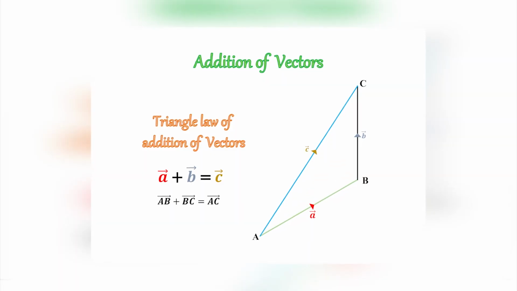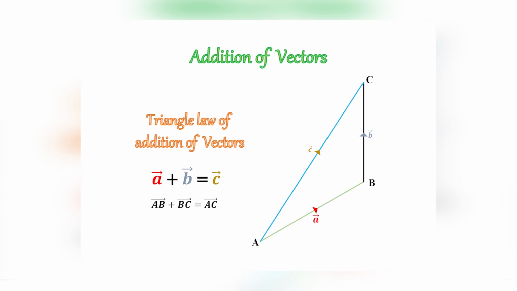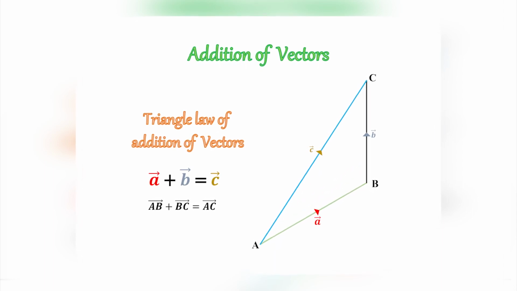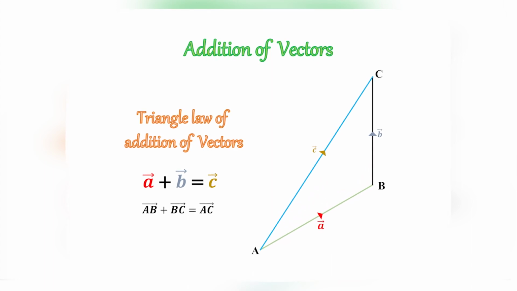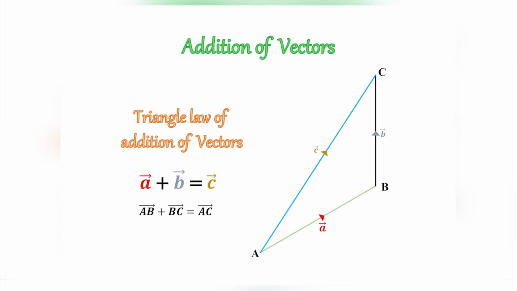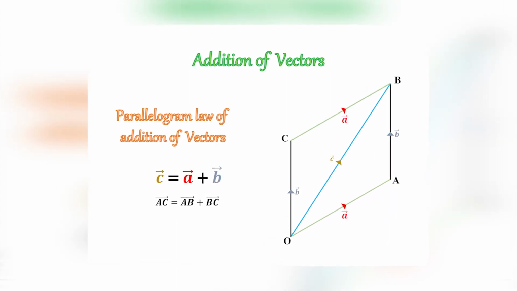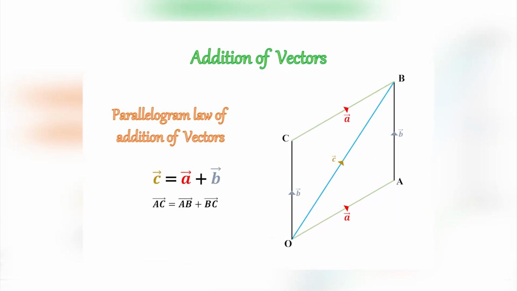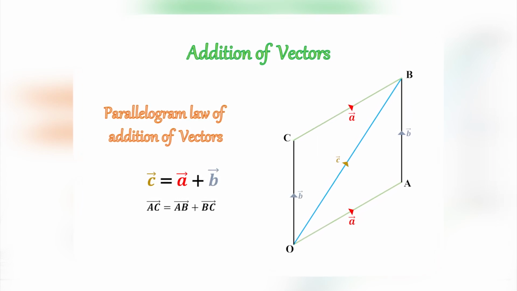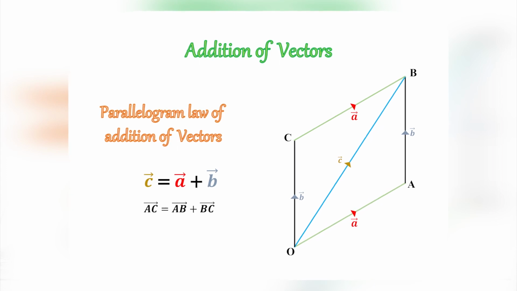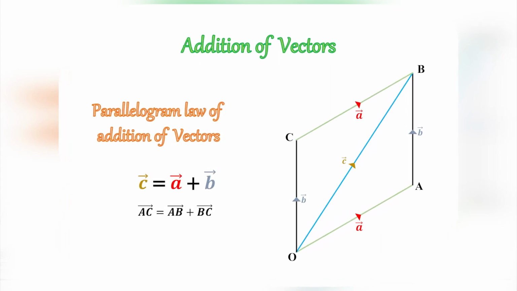If two vectors are represented in magnitude and direction by two sides of a triangle taken in order, then their sum is represented by the third side taken in the reverse order. This is the triangle law of addition. In a parallelogram OABC, if vector OA and vector OB represent the adjacent sides of a parallelogram, then the diagonal vector OC represents their sum. This is the parallelogram law of addition of vectors.